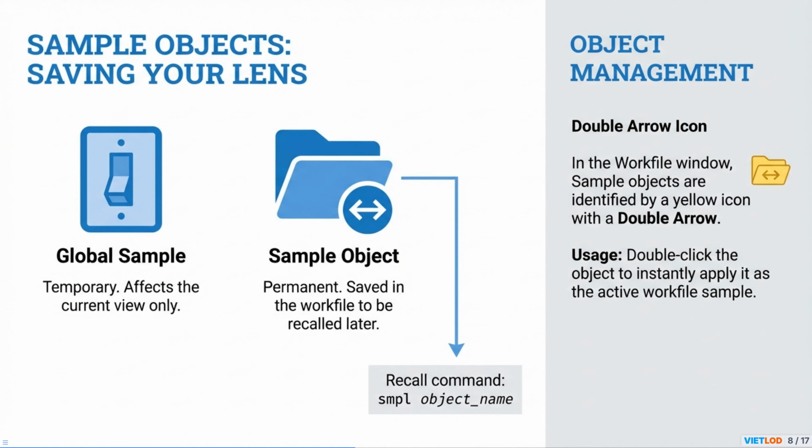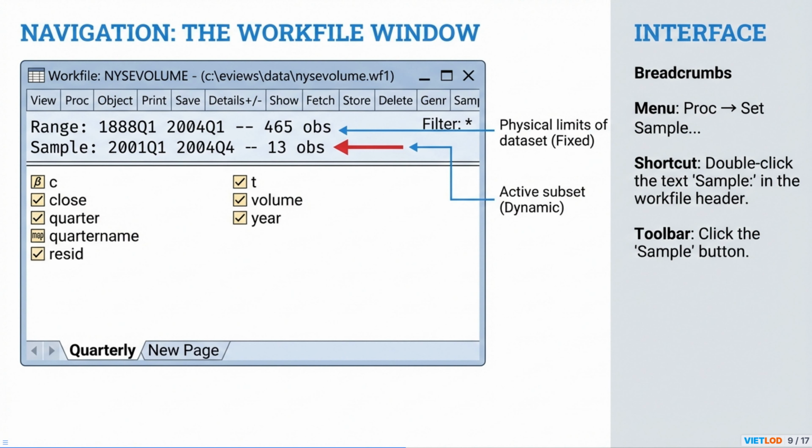In contrast, a sample object is a permanent filter that you save within your workfile. You can define a complex set of criteria once, save it with a specific name, and then recall it anytime you need it. In the workfile window, sample objects are easily identifiable by a yellow folder icon with a double arrow. To apply a saved sample object, you can simply double-click its icon or use the command SMPL followed by the object's name. This allows for efficient reuse of complex filtering conditions across multiple analyses.